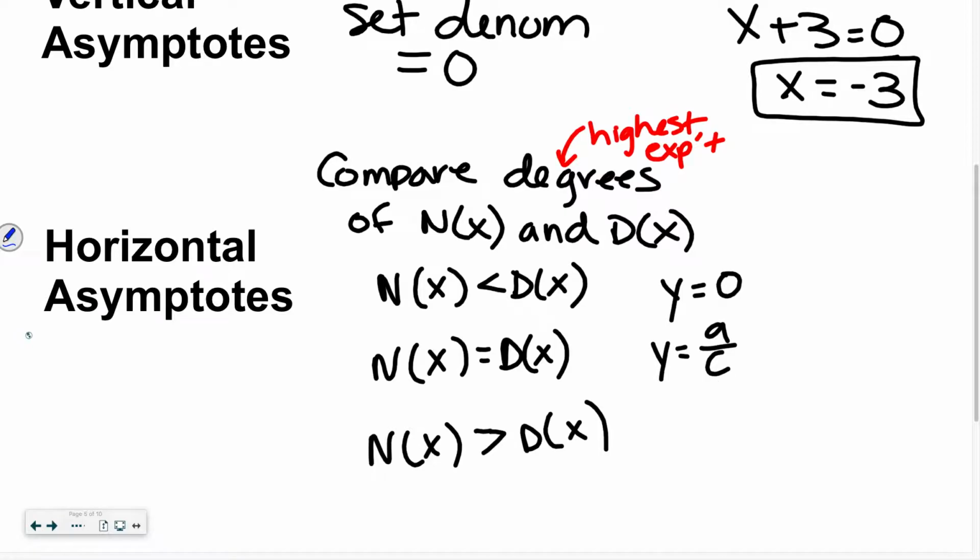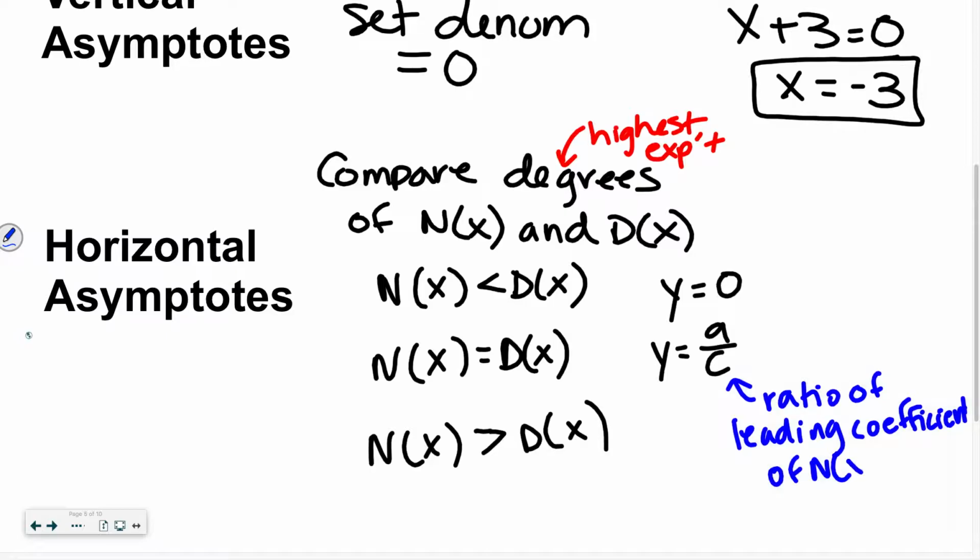This one maybe will merit writing a little something down. This is the ratio of the leading coefficients of n of x and d of x.